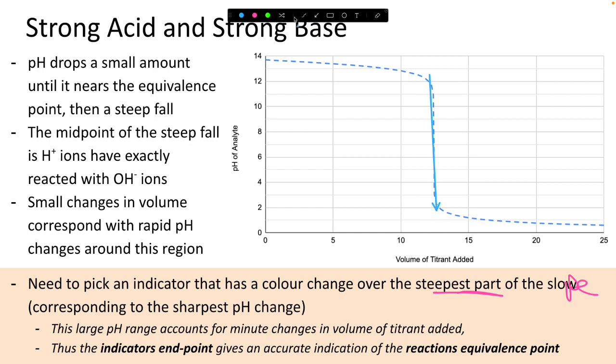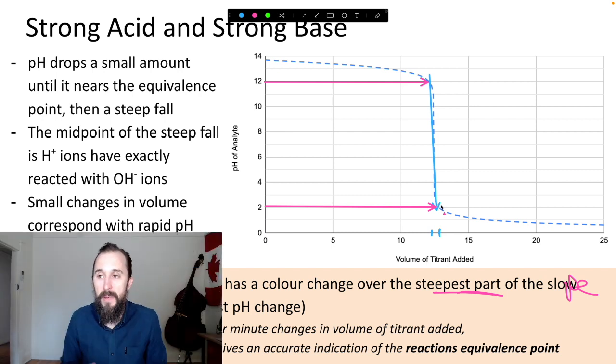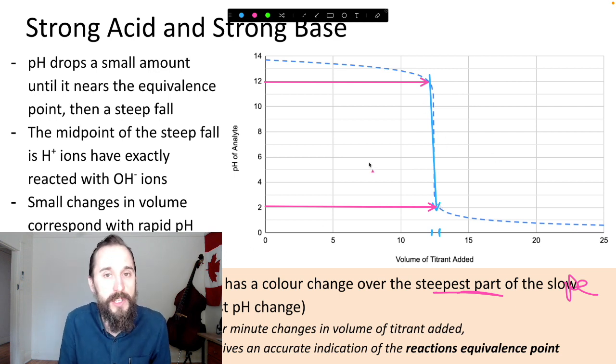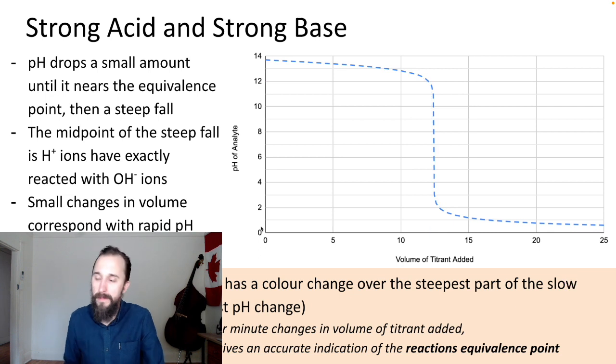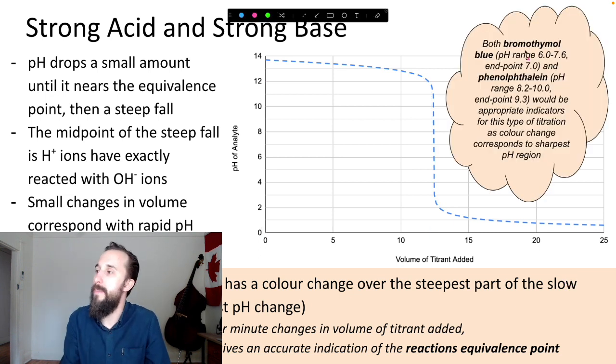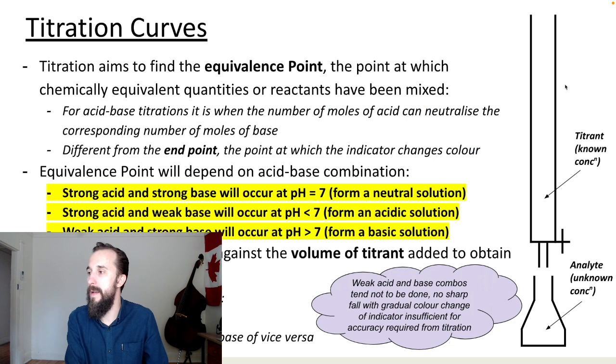This is occurring with the smallest amount of volume added, but we're talking a pH range that goes from a bit below 12 to a bit above 1. So that's a massive change in pH for a very small amount of volume. So we need our indicator to be able to change color within this region here. For example, we could pick bromothymol blue or phenolphthalein. There might be others as well, of course, but they're just ones off of my list.